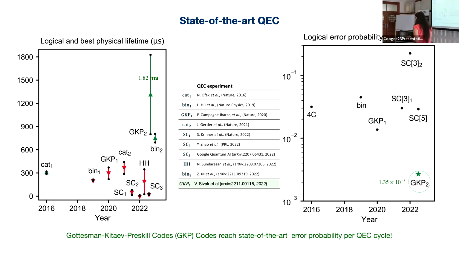But before going to that, we need to take care of some additional issues like SPAM errors, preparation and measurement of these qubits, and gates, etc. So let's first begin with what these states are.